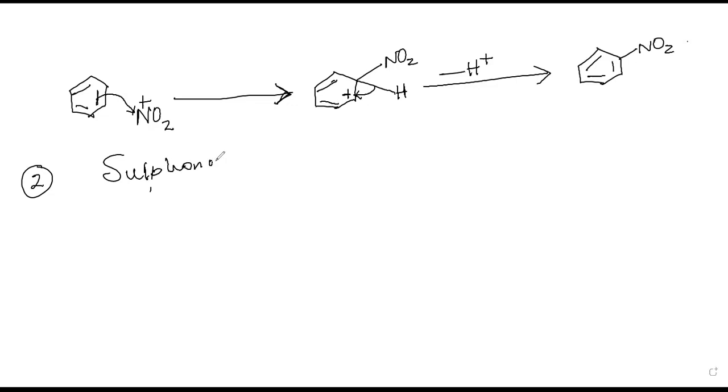The second reaction is sulfonation of benzene. Now, when we talk about sulfonation, sulfonation occurs when benzene is gently warmed with fuming sulfuric acid at some temperature and for some time. So basically, we have benzene. I'm going to react it with fuming sulfuric acid.